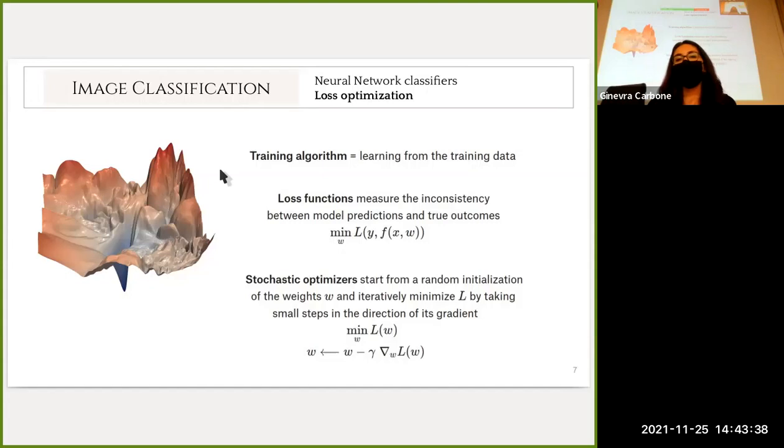Now, you can see that there is an additional parameter called gamma, which is known as the learning rate, and it is responsible for the speed of learning. So if we use higher values of gamma, then the update of these values of W is quicker.